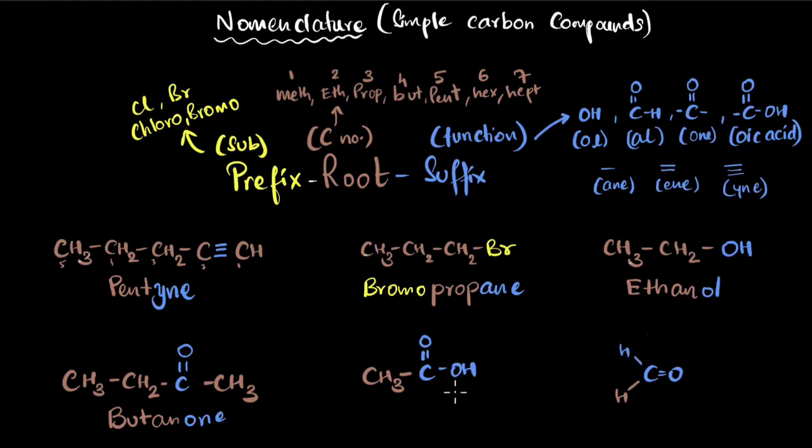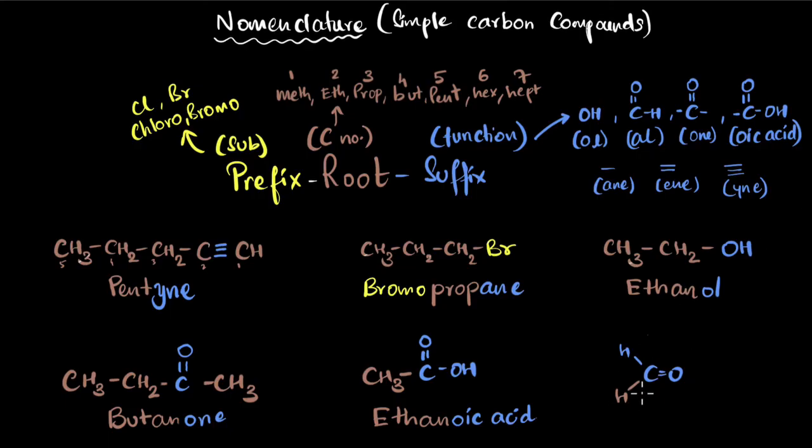Okay, let's go to the next one. Again, no substituent groups, no chlorine, bromine, so no prefix. Directly, let's look at the root word. I have 2 carbons, and therefore it's eth. What's the functional group? The functional group is a carboxylic acid. Can you see that? It's oic acid. How do you write? It's not ethoic acid. The way you write it is you first write ethane, delete the E, and then write oic acid. That's how you do it for all these functional groups. Ethanoic acid.